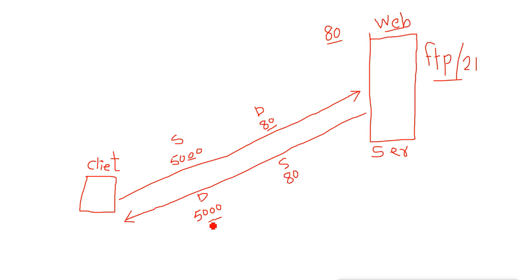Now, this way when the reply comes to our client, the client will know by this source port that this is the reply to the request I sent to this web server. This client can send requests to multiple other servers also, and when the other servers reply, the client has to differentiate which reply is coming from which server, and for that it will use this port number.